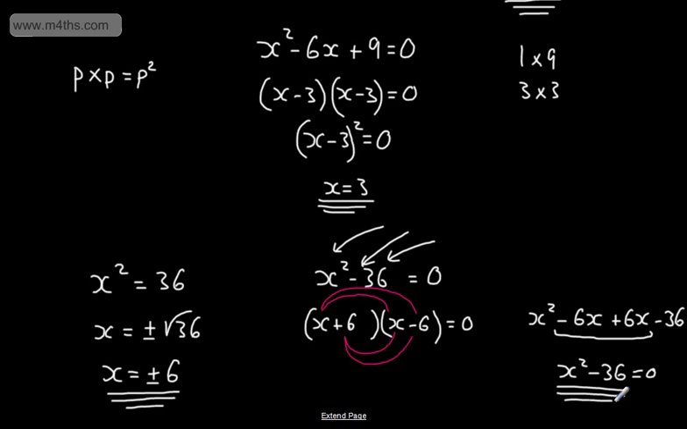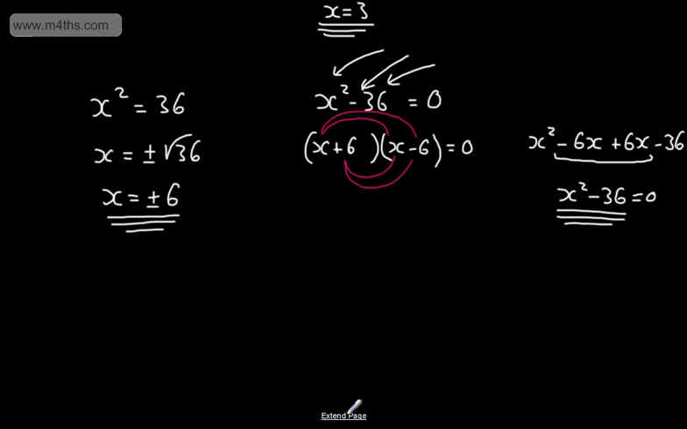Sometimes you'll just be asked to factor the difference of two squares as an expression. So as you can see now, we can rewrite x squared minus 36 as the difference of two squares. In a later video, we will see how that can be quite beneficial.